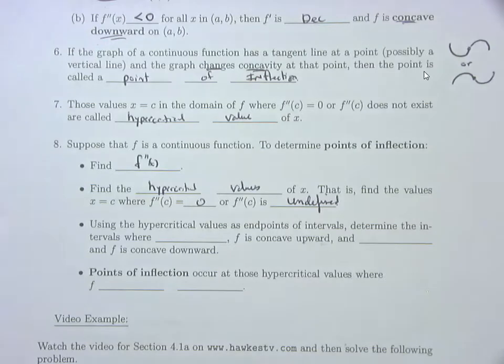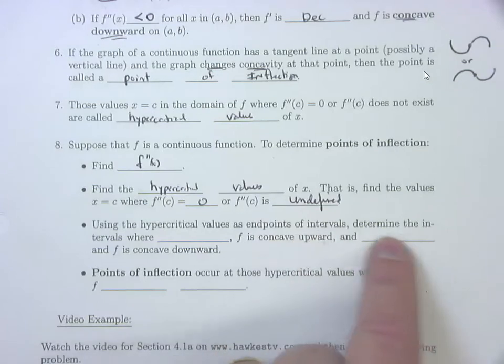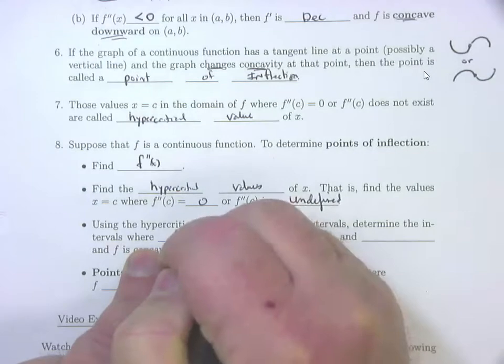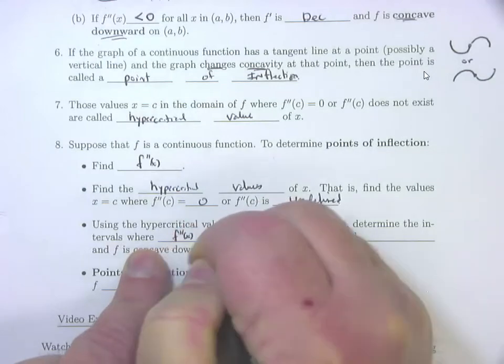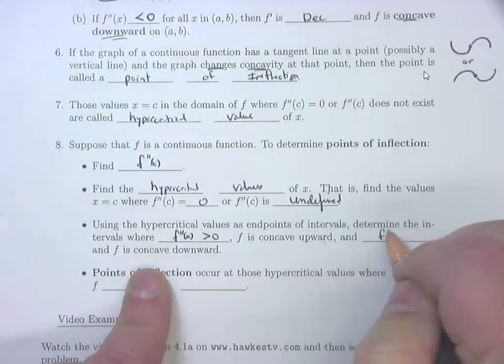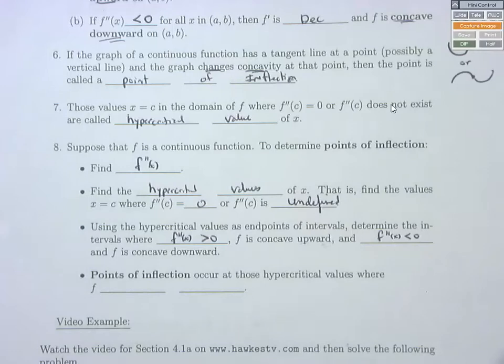Using the hypercritical values as endpoints of the interval, determine the intervals where f double prime of x is greater than 0, f is concave upward, and f double prime of x is less than 0, f is concave downward. It's that number line and doing test values on that thing. I'm doing the same thing we did in chapter 3, except with the second derivative.